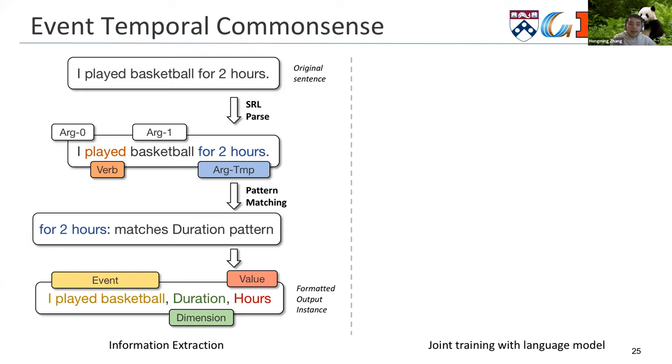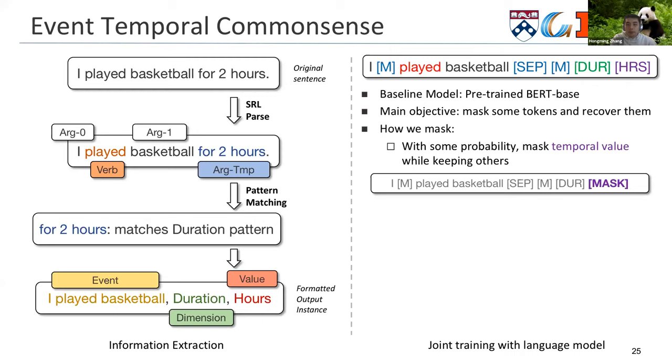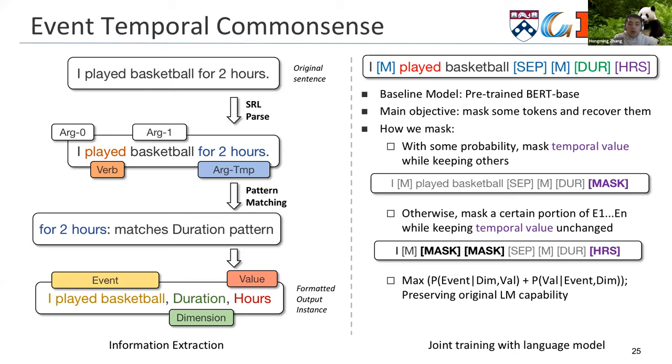And for the model part, they employ a simple objective of masking some tokens in the aforementioned sequence and then recovering them, such that the model can know more about time. With a higher probability, they will mask a temporal value while keeping all others. Otherwise, they will instead mask some event tokens and keep the temporal value token unchanged. In this case, they can maximize the conditional probability of the event and the value at the same time to preserve the original capability of a language model.